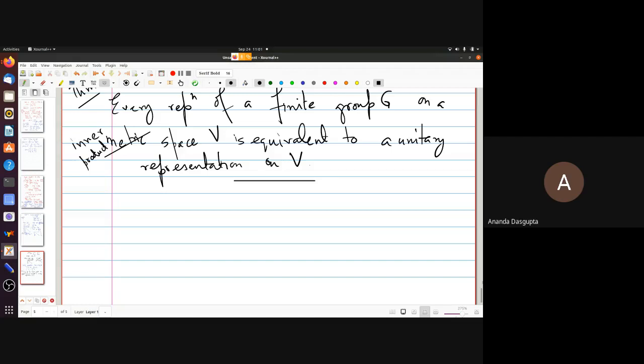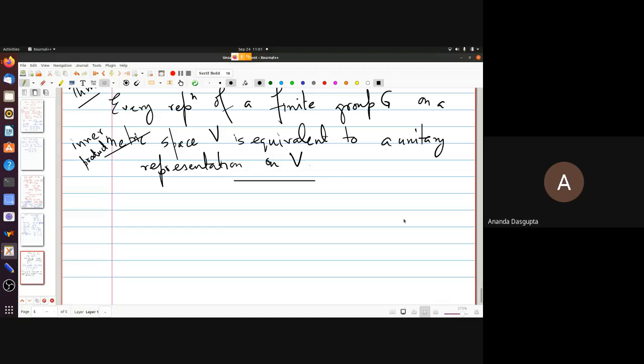So is the theorem clear to everybody? This theorem happens to be very, very important because we will see that several results can be proven very easily for unitary representations. And the fact that no matter what your representation is, as long as you're dealing with a finite group, you can always find a unitary representation which is equivalent to that, helps you to prove many, many results very easily.